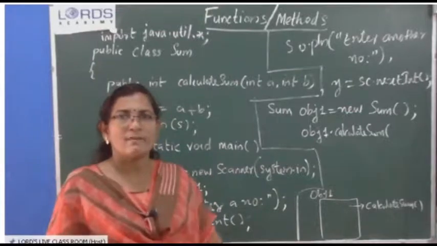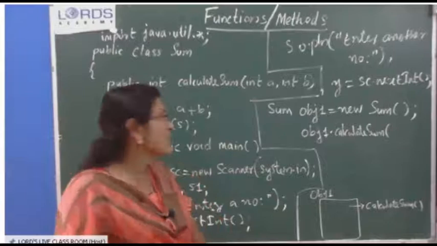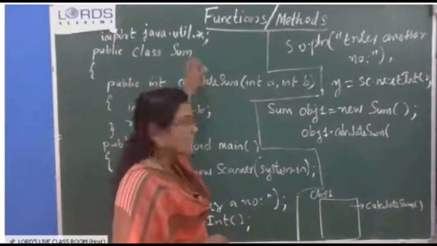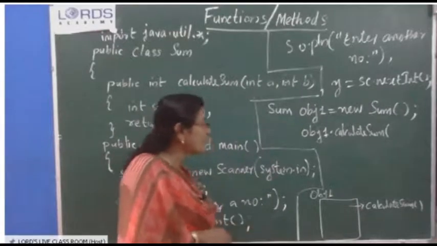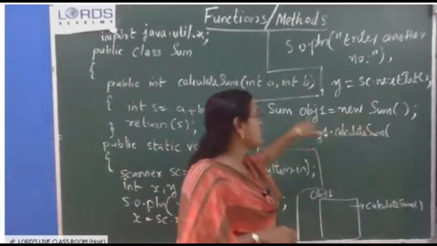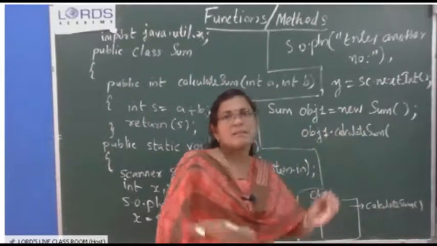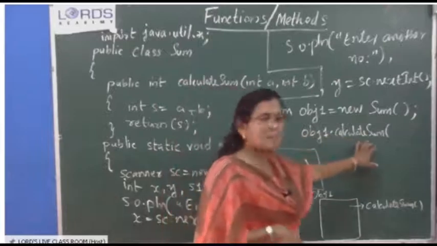So okay, whenever you want to find out the sum of any two integers, you can create an object of this class and invoke this calculate sum method. So in the main method, we have written a command to create the object of the class. Object name is obj1, and to invoke the calculate sum method, obj1 dot calculate sum.